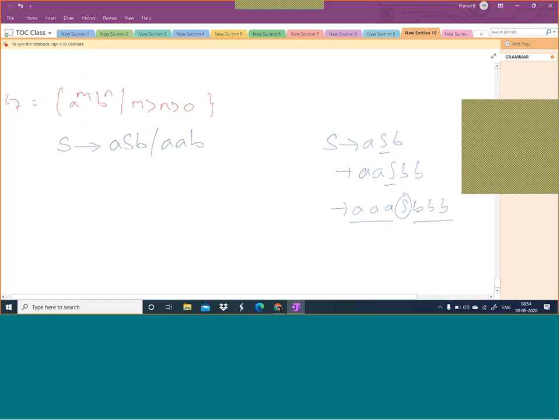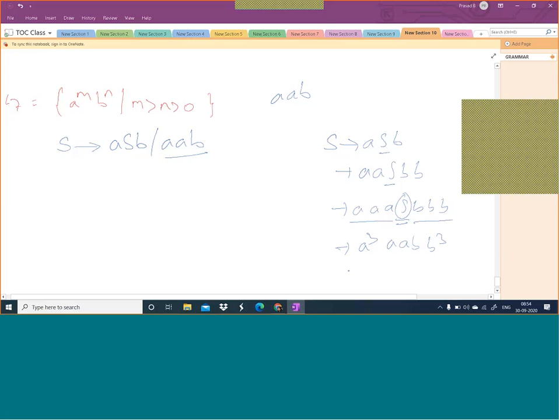The least value of n is 1. If n is 1, then m should be greater than n. So if n is 1, then m is 2. Then the smallest string is AAB. So that is the reason I took the string directly. Now in S place, already this is A cube. If I substitute AAB in S place and this is B cube, finally what is the string? A power 5, B power 4.